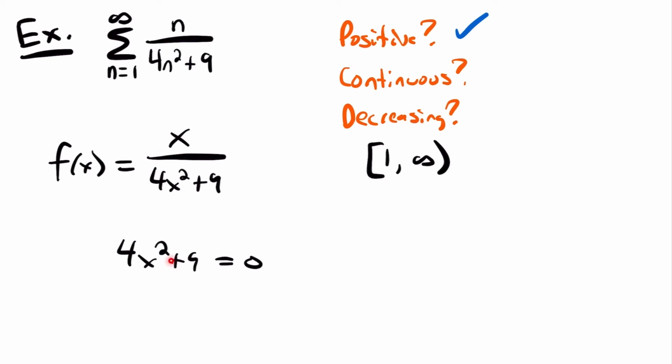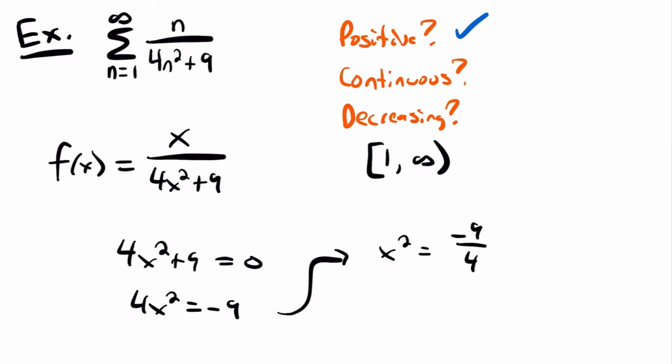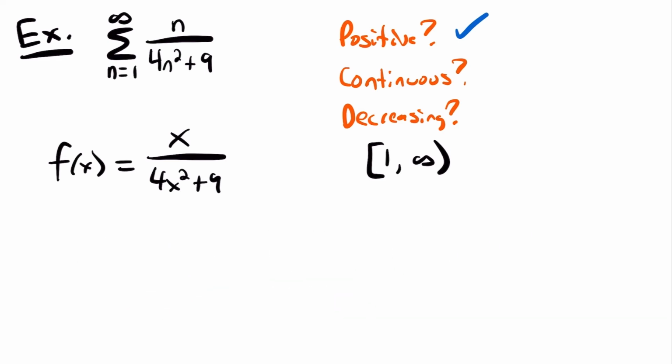If we subtract 9 from both sides of the equation, we will have 4x squared is equal to negative 9. Then if we divide both sides by 4, that will give us x squared is equal to negative 9 divided by 4. And if we take the square root of both sides, we would be taking the square root of a negative value, which would give us an imaginary result. And so we can conclude that there are no real values of x for which this function will be undefined. No matter what value of x we plug in on this interval from 1 to infinity, this function will be continuous. There are no discontinuities on that interval. And so we can check off that question.